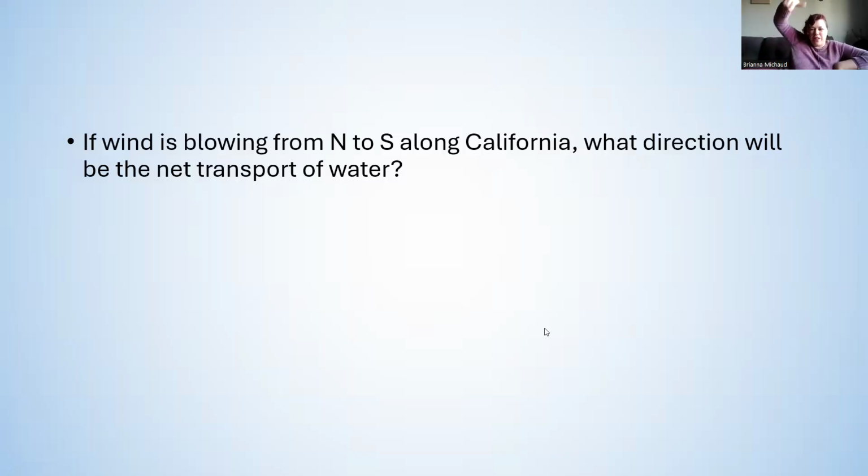So north to south, so that's kind of going in the south direction, right? So 90 degrees to the right would be, whoop, that way. So the water would be blowing to the west. So that actually means the water is flowing offshore, right? 'Cause west is away from the shoreline in California. And this actually kind of does something cool.